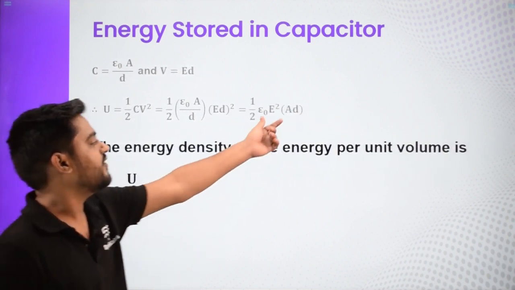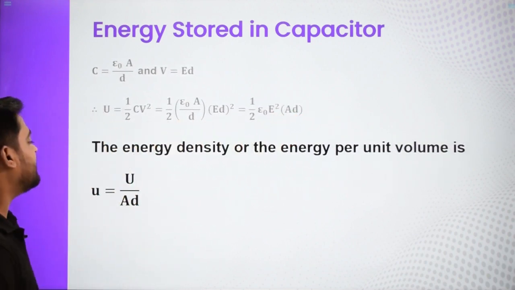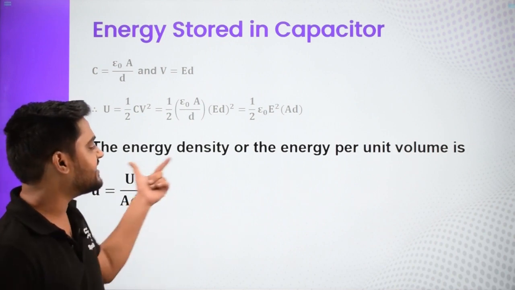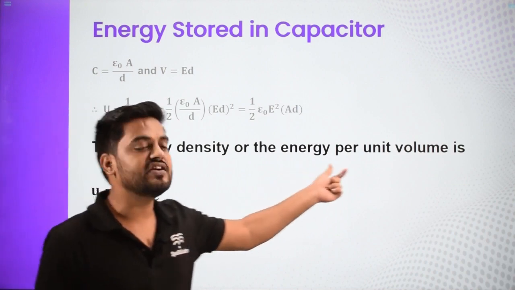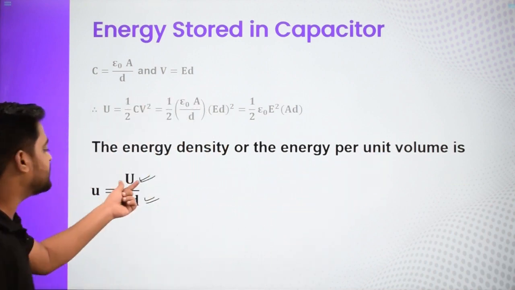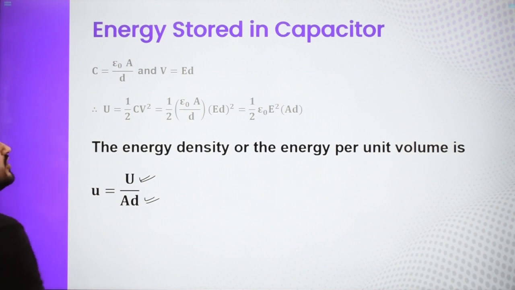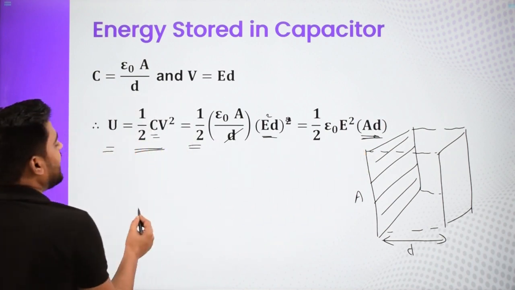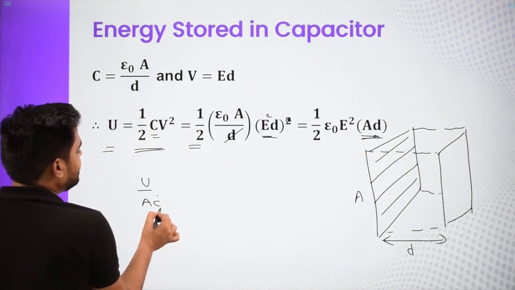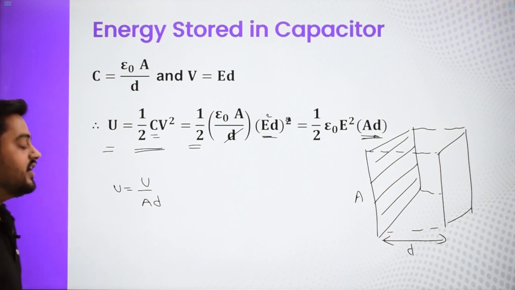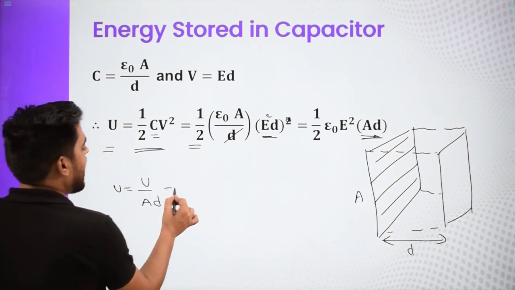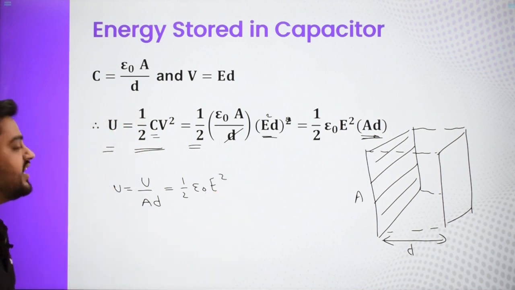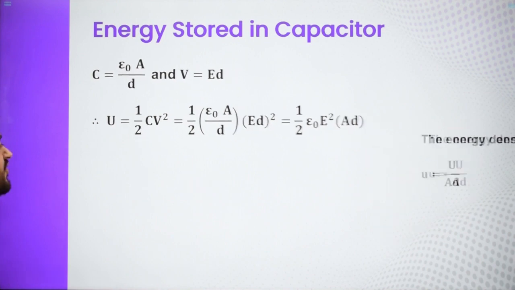If U gets divided by this AD or volume, then we get the total energy per unit volume, and that is what is defined as energy density. So this is defined as total U divided by total volume. Volume is AD, so AD comes in the denominator, and eventually we get U by AD, which is our energy density, generally denoted by small u, and is nothing but half epsilon naught E square. So this is the energy per unit volume, or energy density, for a capacitor.